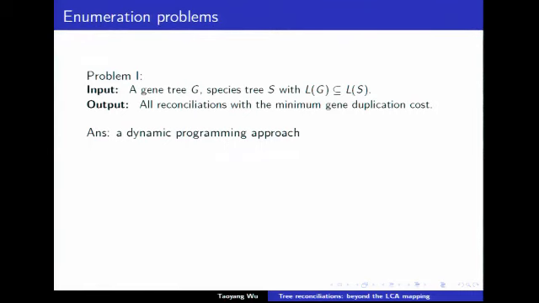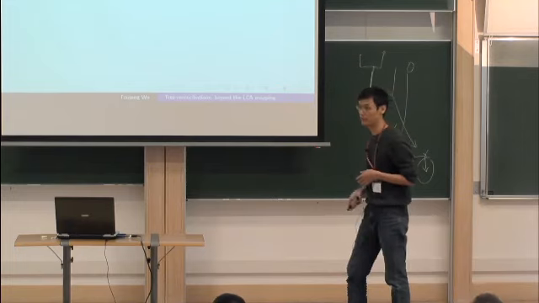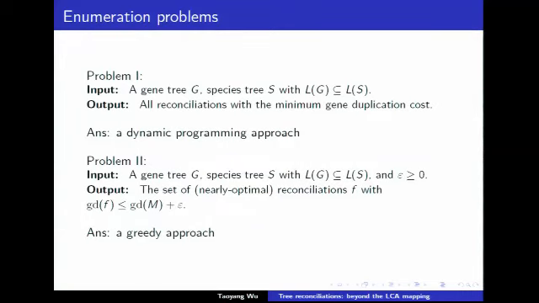In maximum parsimony settings, sometimes we are not only interested in the optimal one. First, there might be more than one that is optimal. And by the characterization we had before, we can find a dynamic programming approach to enumerate all reconciliations such that they have the minimum gene duplication cost. And the monotonic result will also give us a way to enumerate all those reconciliations which are not too far away from the optimal ones.